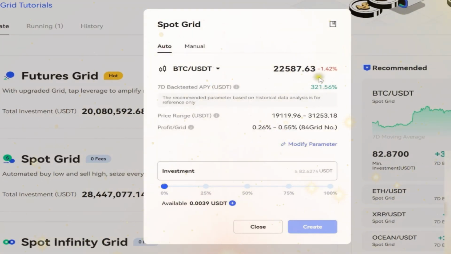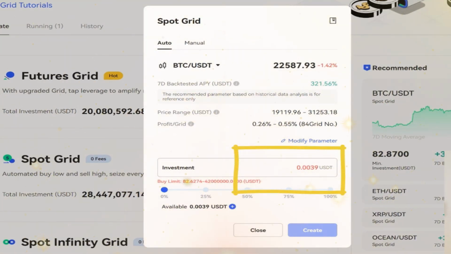Imagine that you want to use the automatic parameters. You just have to define the amount of money that you want to invest. In here, the minimum amount of money is $80. So at least you have to have $82 in your account to start this bot. If you have less than this amount of money, you can use, for example, the futures grid trading, in which you can invest with a lower amount of money. And you can click on create, and that's it.